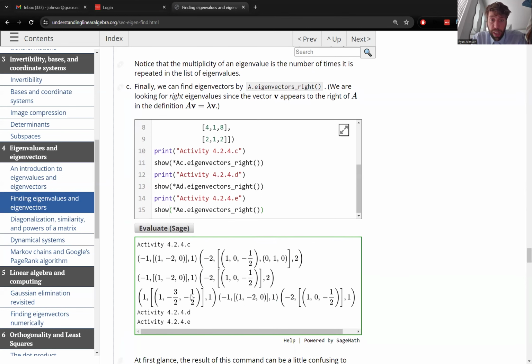In the third case, you had distinct eigenvalues, so you automatically knew you had a basis of eigenvectors that span the whole space. That's how you might use the computer: .eigenvectors_right with the parentheses like that is how you do it. So that's how to do it with computers.